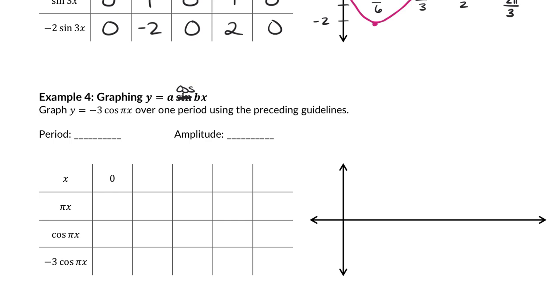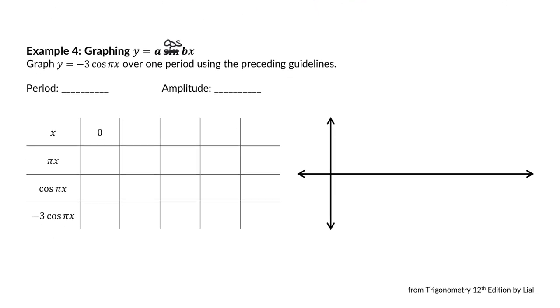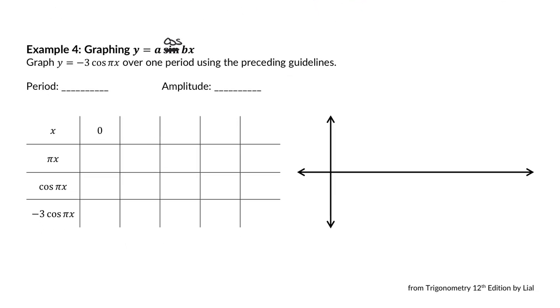We're going to graph negative 3 cosine of pi x over one period using the guidelines from above. So question, what is the period of this function? 3 pi? No, 3. What's the period of a normal cosine function? Is it 2 pi? Yeah. And what is our b value here? That's pi. So our period is going to be 2 pi over pi, so it's 2. So we're going to lay off that distance. Here's the value, the distance 2.